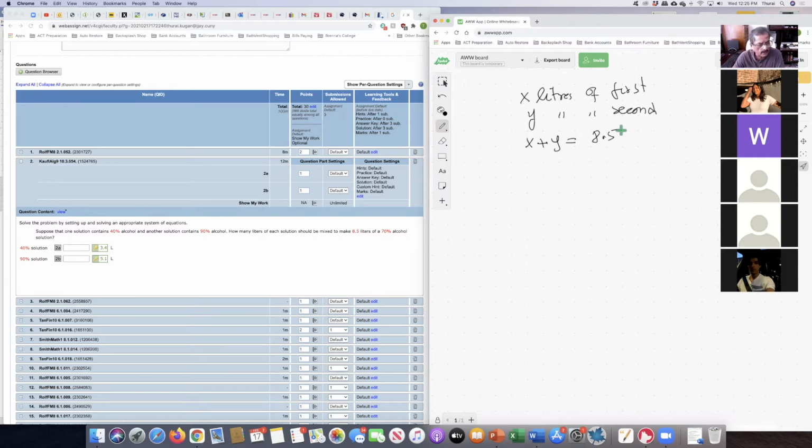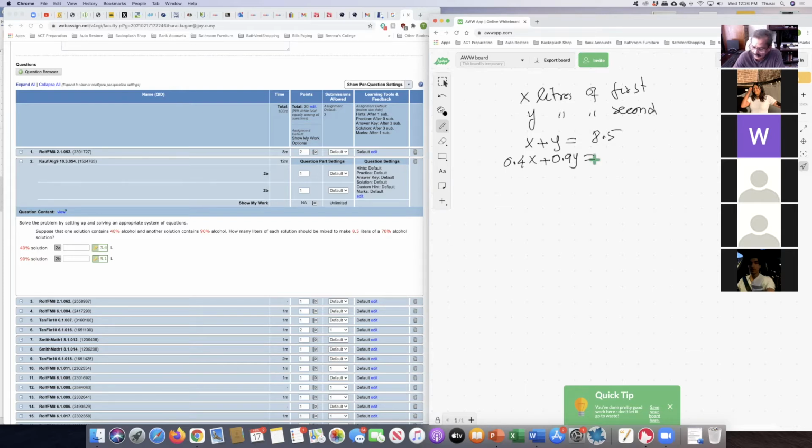So the amount of alcohol in the first one is 40% of X, 40% of the entire liters will be the alcohol. So that will be 0.4, 40% is 0.4 times X, right? 40% of X is 0.4 times X. So this is the amount of alcohol in the first solution. Plus, the amount of alcohol in the second one is 0.9 Y. This is the total amount of alcohol. That must be equal to the total amount of alcohol in the mix. That would be 70% of the mix.